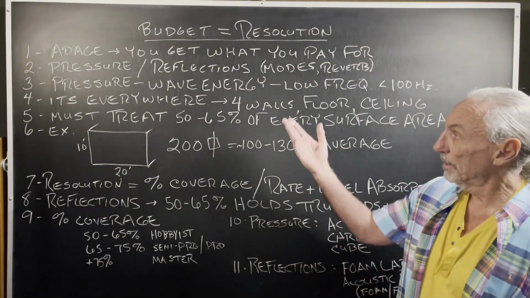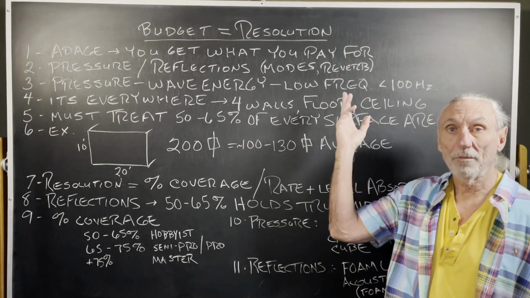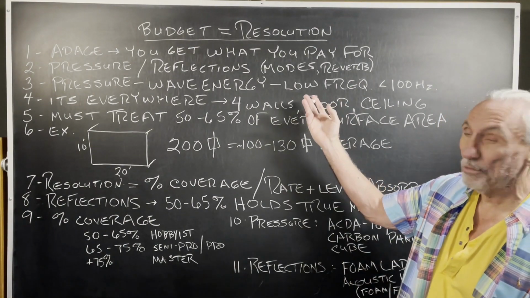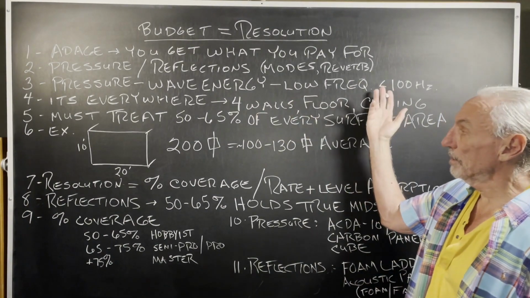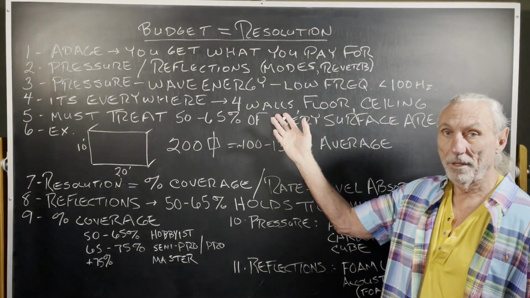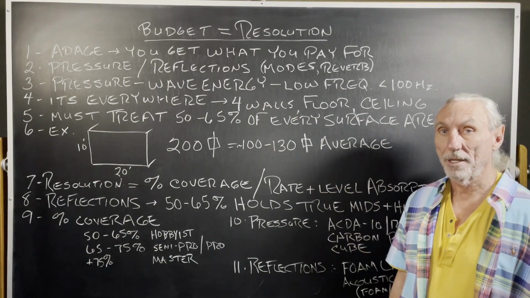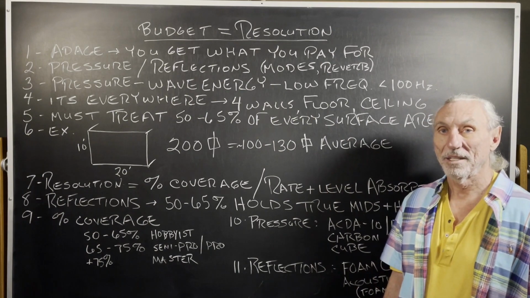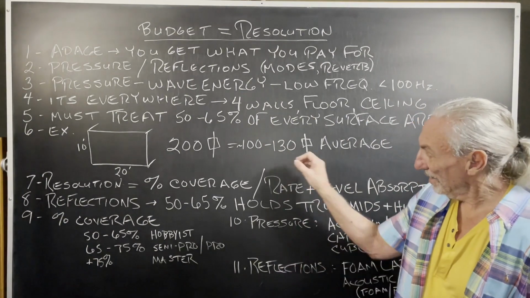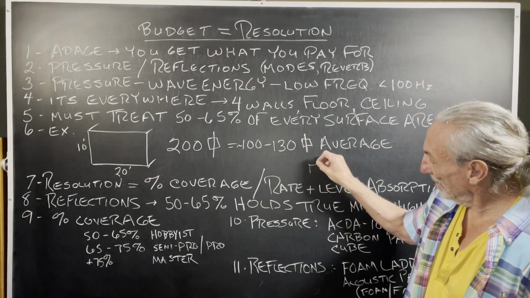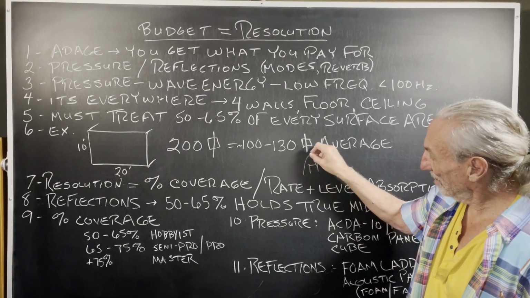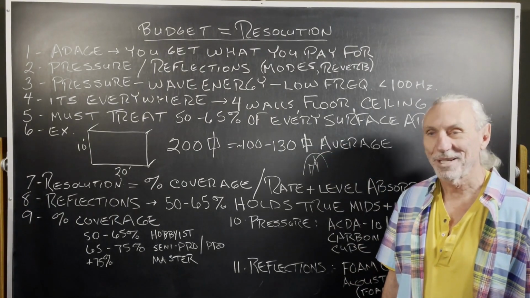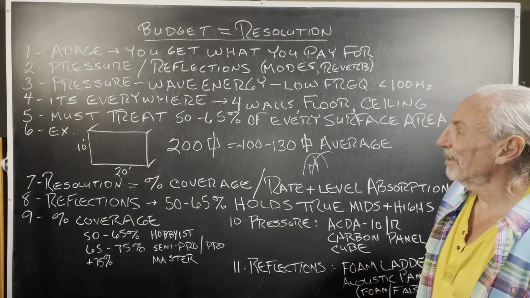There's pressure and reflections. Pressure modes, reverb is reflections. All of that takes coverage of treatment. We've got wave energy, low frequency below 100. It's everywhere. Four walls, floor, and ceiling. You can't get away from it. You can't set up and try to evade it. You set up here in the room and you miss this mode, but you get another one. You can't get away from it, see? When you're in a container, it's hard to get away from things.